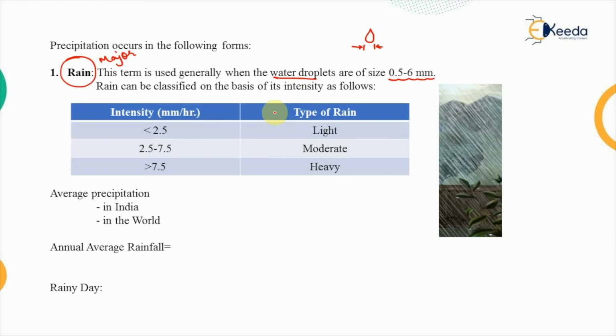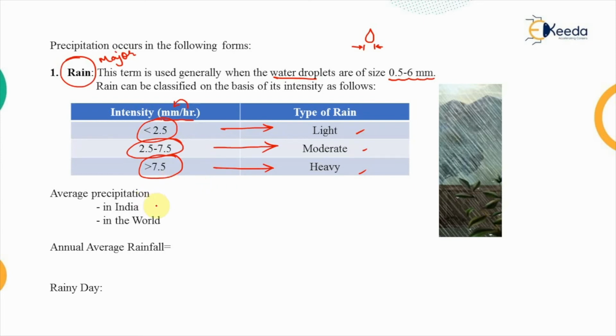Now rain is classified as light, moderate or heavy rainfall depending upon its intensity. That means how much rainfall has occurred in an hour. So that's why the unit of intensity is millimeters per hour. If that intensity is less than 2.5 millimeters per hour, that type of rain is known as light rain. If it is between 2.5 and 7.5, it is known as moderate rain. And if it is greater than 7.5, it is known as heavy rain.